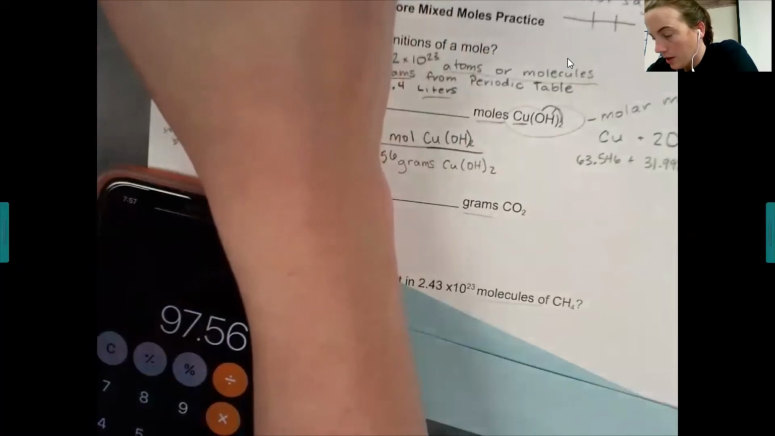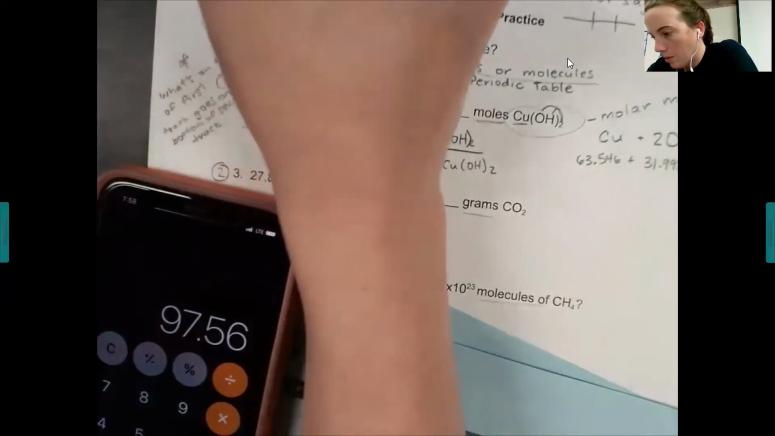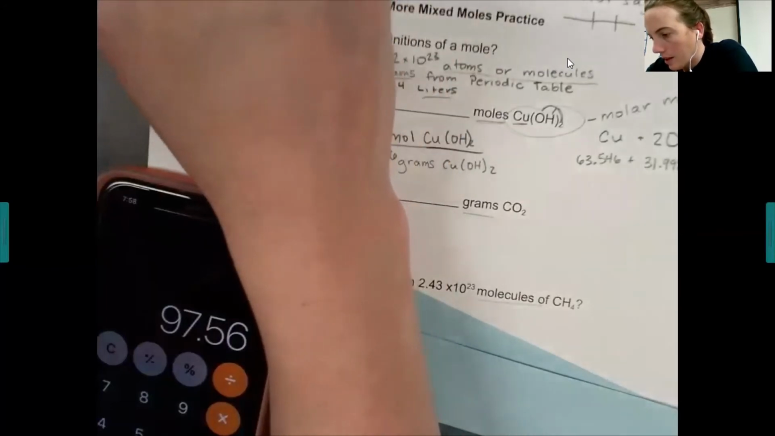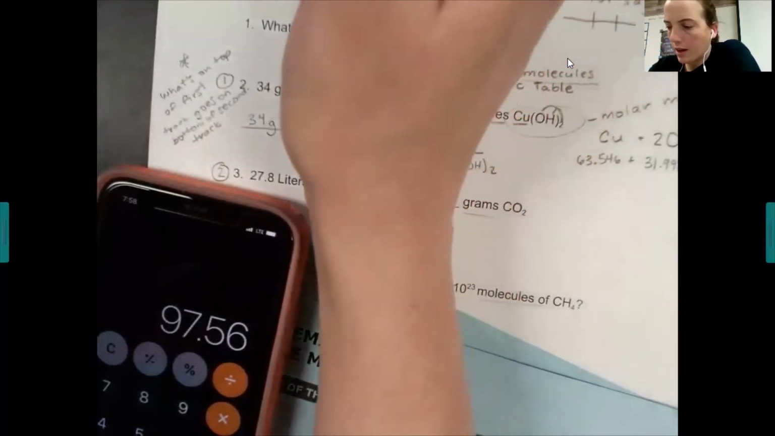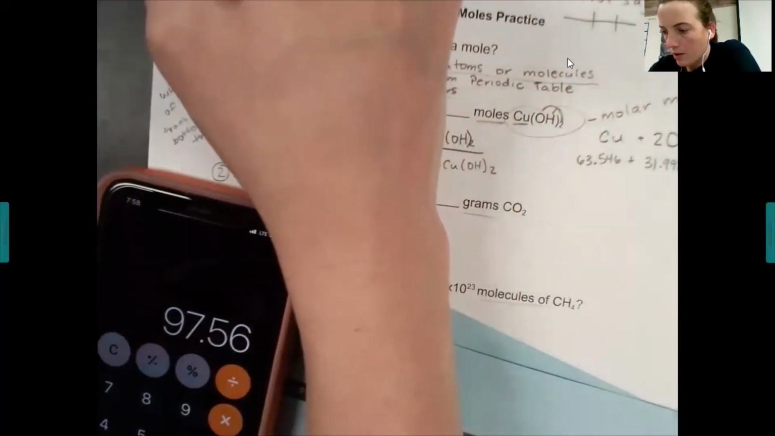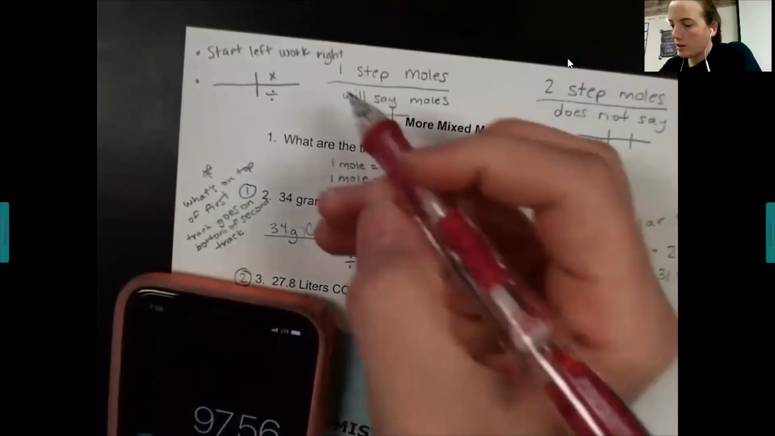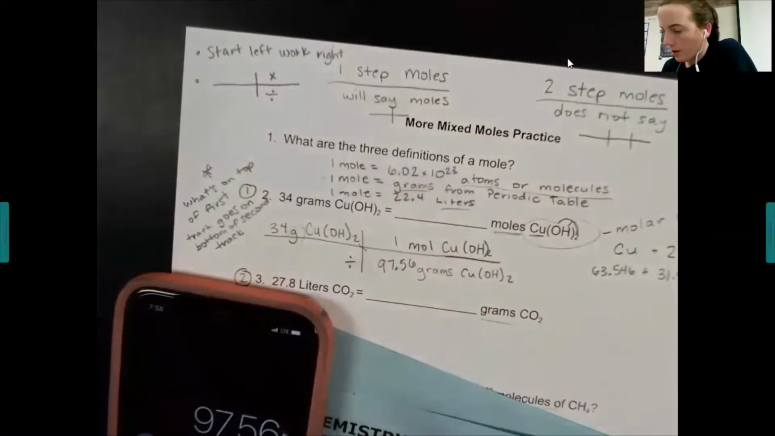Start left, work right. And then the other thing is on the train tracks, if the numbers on top, we're going to multiply, and if the numbers on bottom, we're going to divide. Okay, let me get that so you can see it. Start left, work right. If the numbers on top multiply, bottom divide. Okay, so start left, so we have 34.